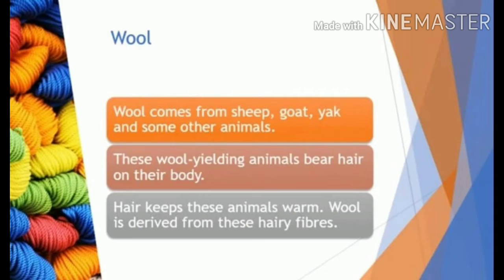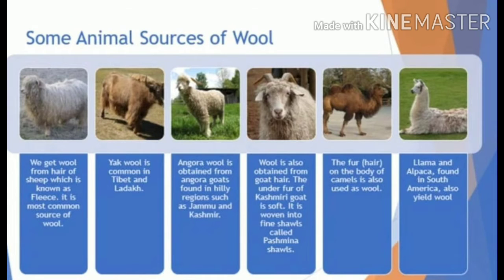Wool is the animal fiber which is obtained from a variety of animals, and there are some animals which are used for obtaining wool. These are sheep, yak, Angora goat, Kashmiri goat, camel, llama, etc. So students, these are some varieties of animals which are used for obtaining wool, and this animal fiber is obtained by a process. I will discuss this process.